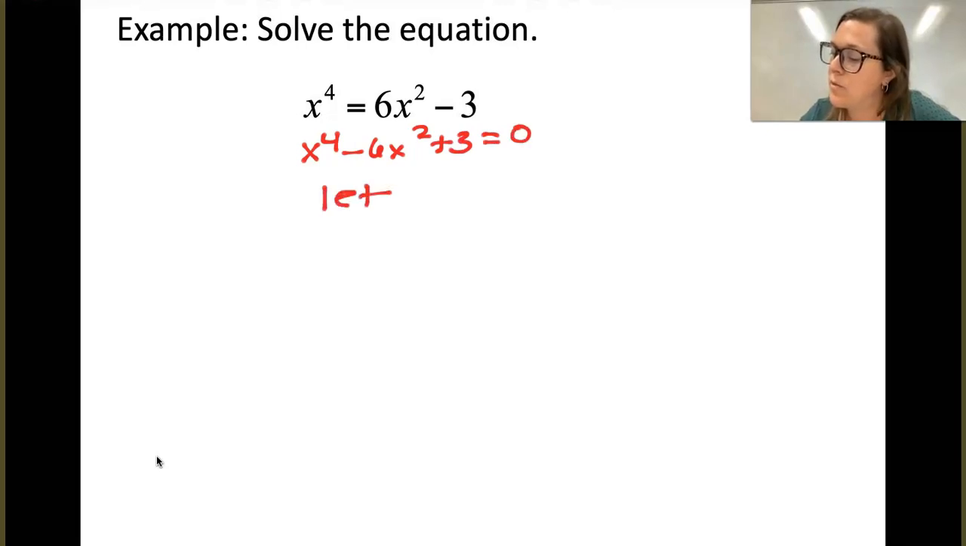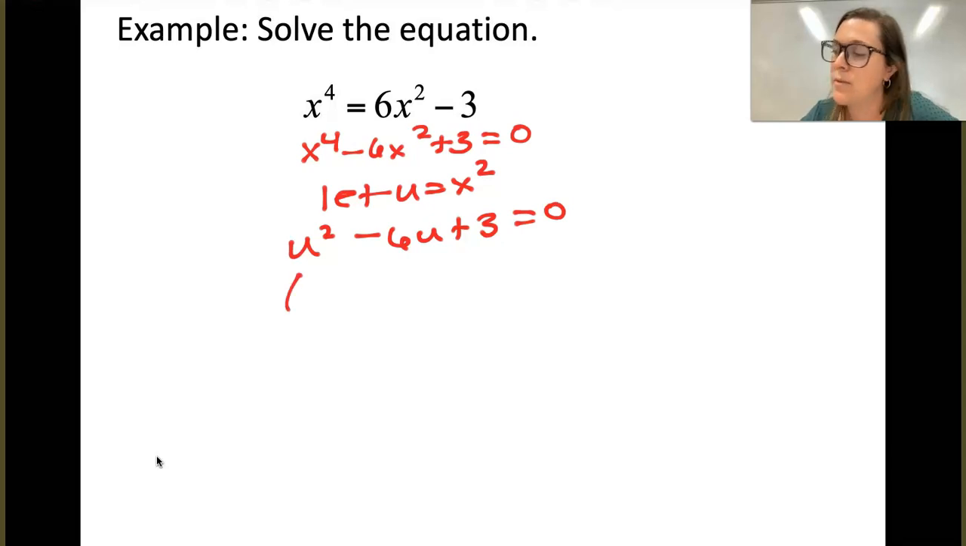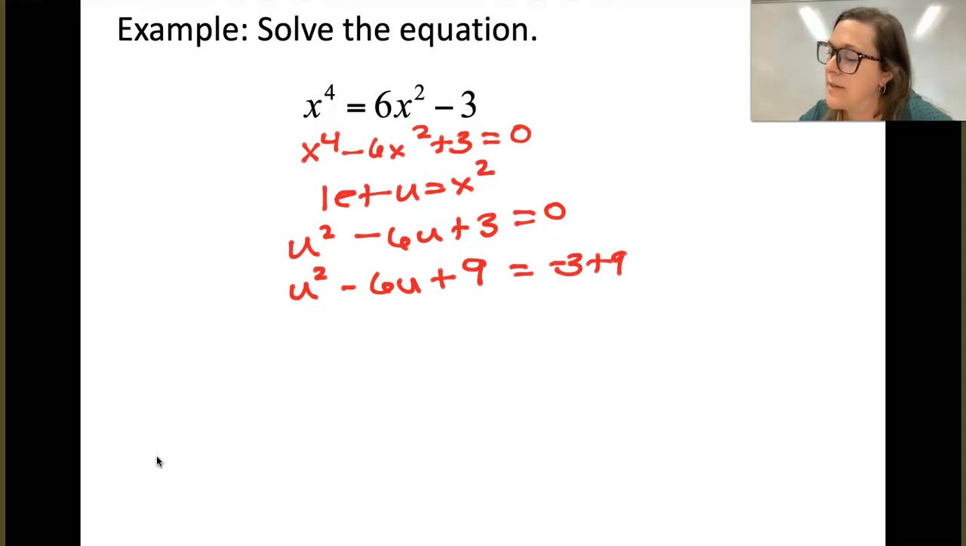So I'm going to let u equal x squared. So now I get u squared minus 6u plus 3 is equal to 0. Ooh, that's not factorable. Let's complete the square. U squared minus 6u. Half of 6 is 3. Squared is 9. So negative 3 plus 9. So we get u minus 3 squared is equal to 6.